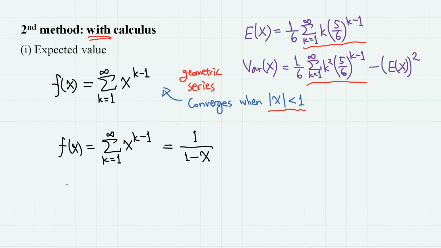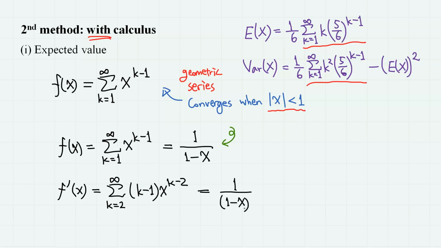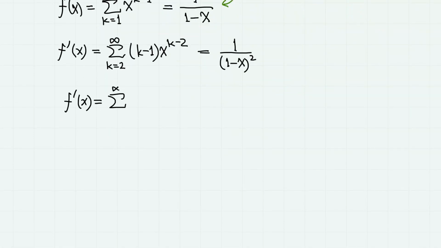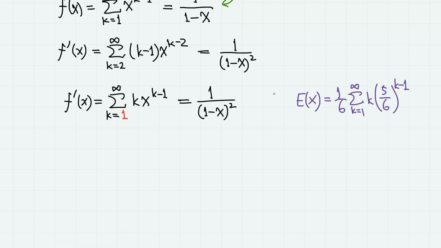In this converging range, if we differentiate the series, we have k minus 1 times x to the power of k minus 2, and since this term gives 0 when k equals 1, we can write k is from 2 to infinity. And if we differentiate this function, we simply obtain 1 over (1 minus x)^2. Now if we change the summation so that it starts from k equals 1, then we have k times x to the power of k minus 1 here, and this equals 1 over (1 minus x)^2.